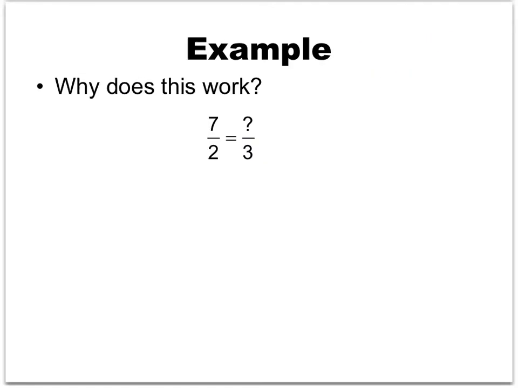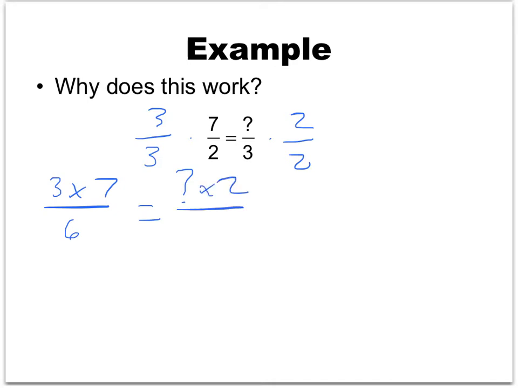So to answer this question, why does this work, let's solve this problem in a slightly different way using tools that we already know how to work with. So here's this original proportion, and let's do this. These two fractions have different denominators, so let's get a common denominator by multiplying this left by 3 over 3 and this right fraction by 2 over 2. And so what we're going to get on the left is 3 times 7 divided by 3 times 2, which is 6. And on the right we're going to have a question mark times 2, and the denominator is going to be 3 times 2, which is 6.